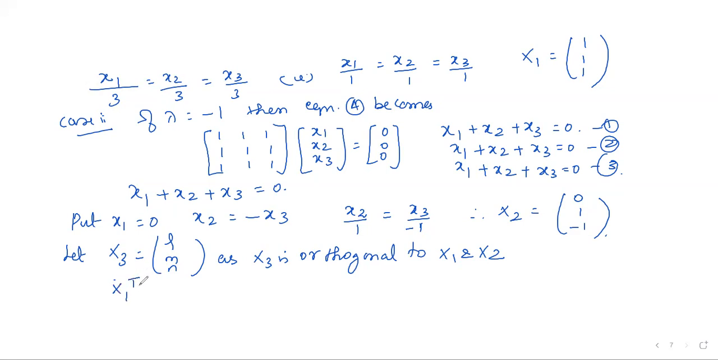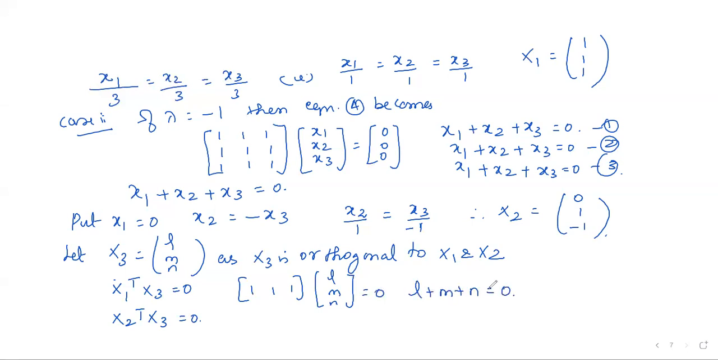Okay, x1 transpose x3 is equal to 0. x2 transpose x3 is equal to 0. So [1, 1, 1] times x3 = [L, M, n] is equal to 0. Therefore, I'll be getting L plus M plus n is equal to 0. Then the second equation is [0, 1, -1] times [L, M, n] equal to 0. Therefore, I'll be getting 0 L plus M minus n is equal to 0.